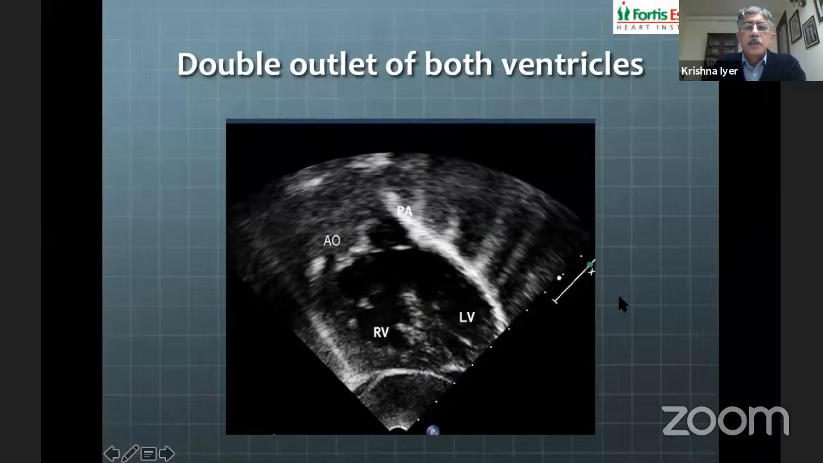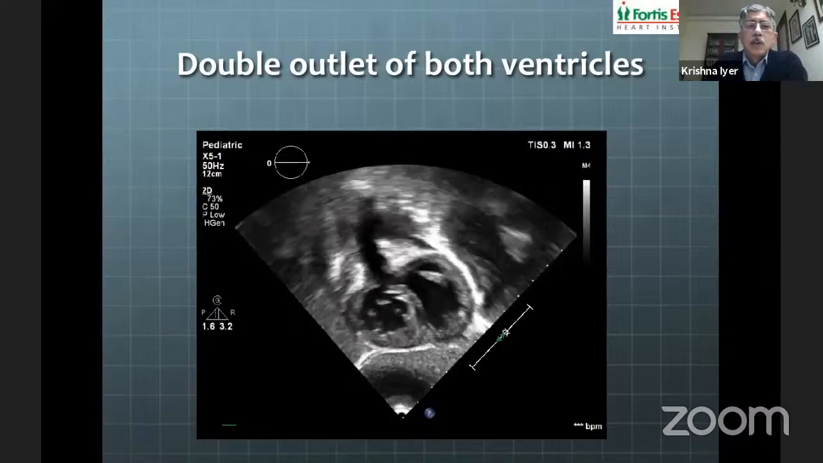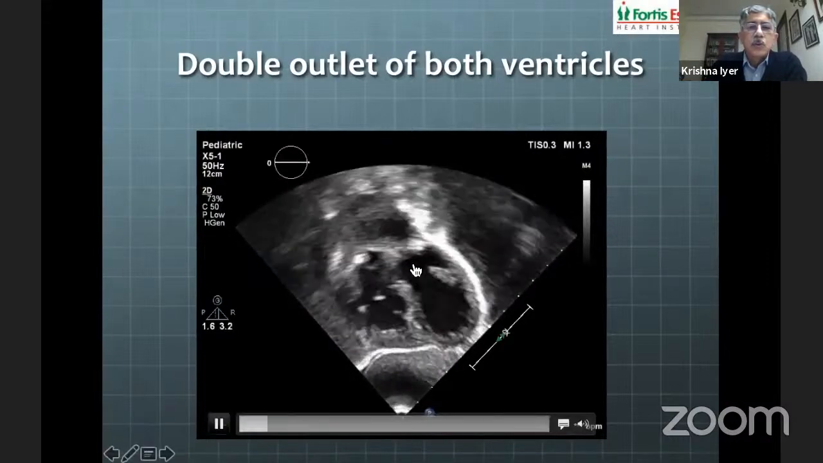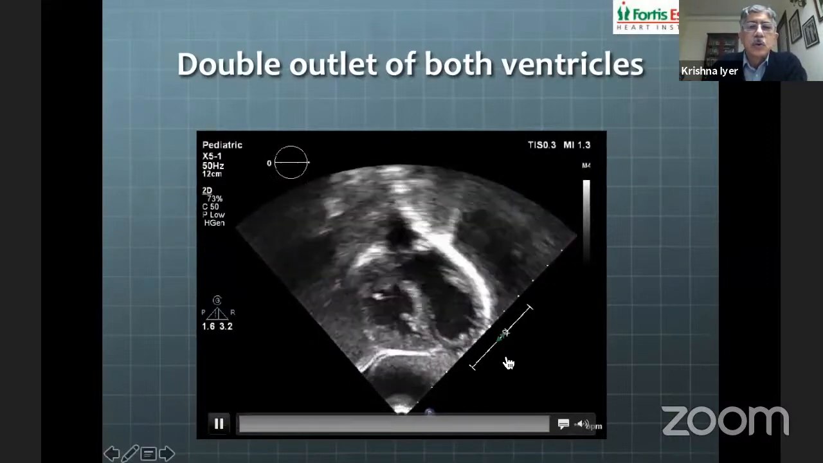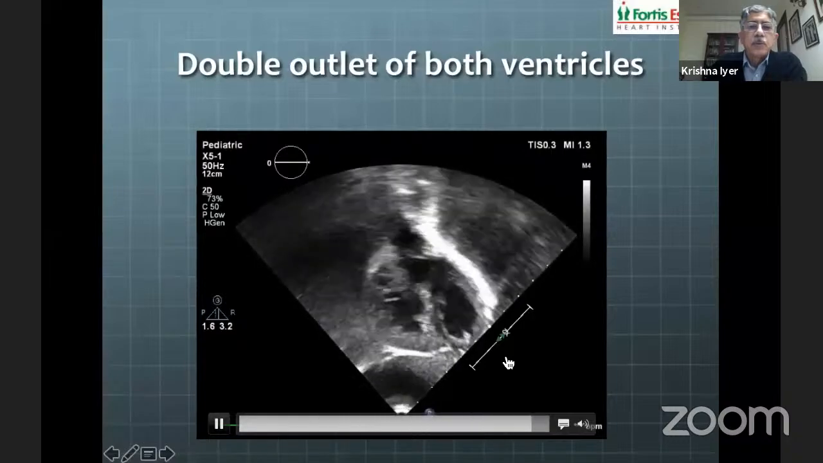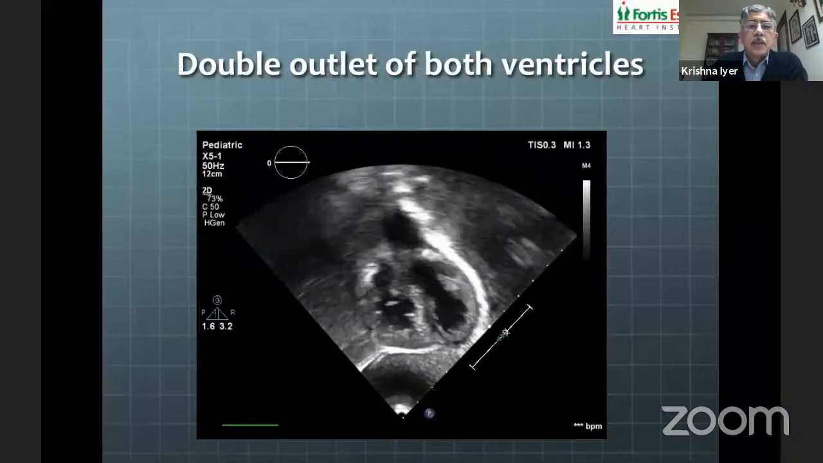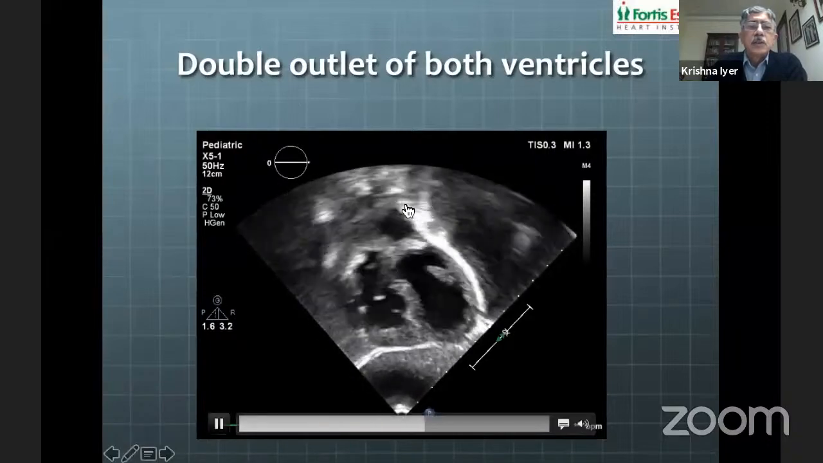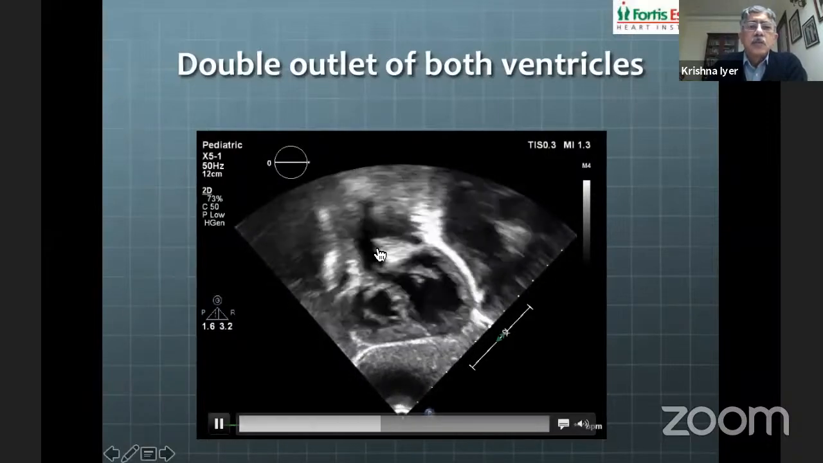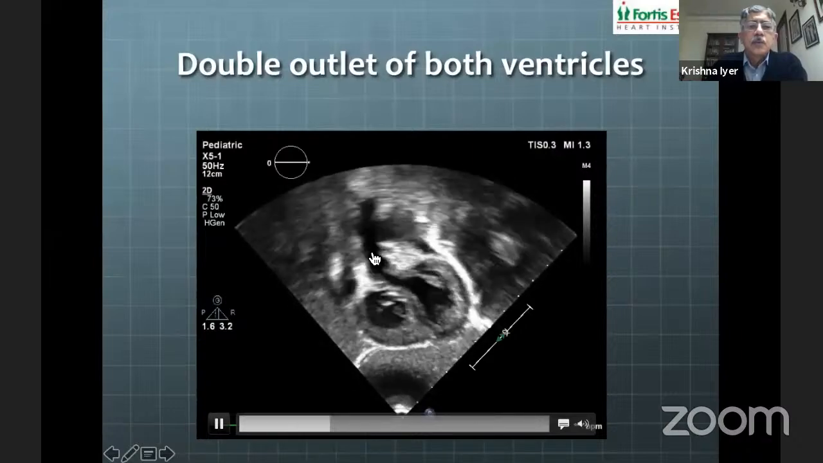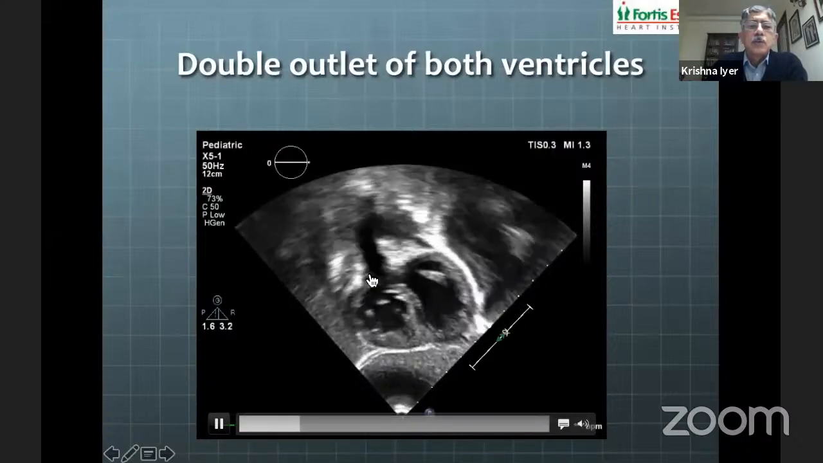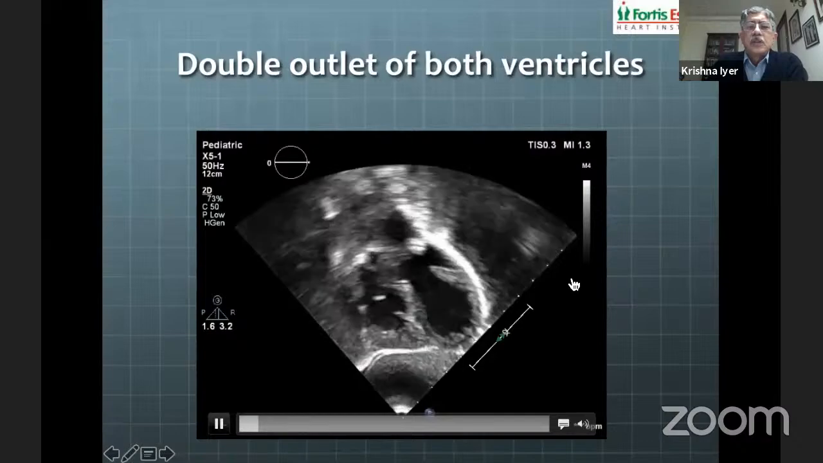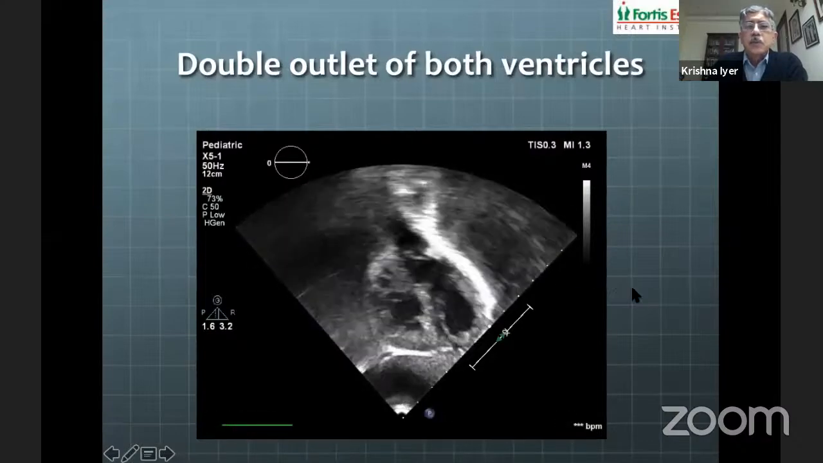So in the same patient, in the different views, it would appear like a double outlet left ventricle, a double outlet right ventricle, or a transposition. And this is very clearly seen in this loop. As you sweep the probe from one end of the crest of the interventricular septum to the other, you can see that the great vessels are dancing from a position of a double outlet right ventricle to a double outlet left ventricle. So that's the interesting aspect about this.